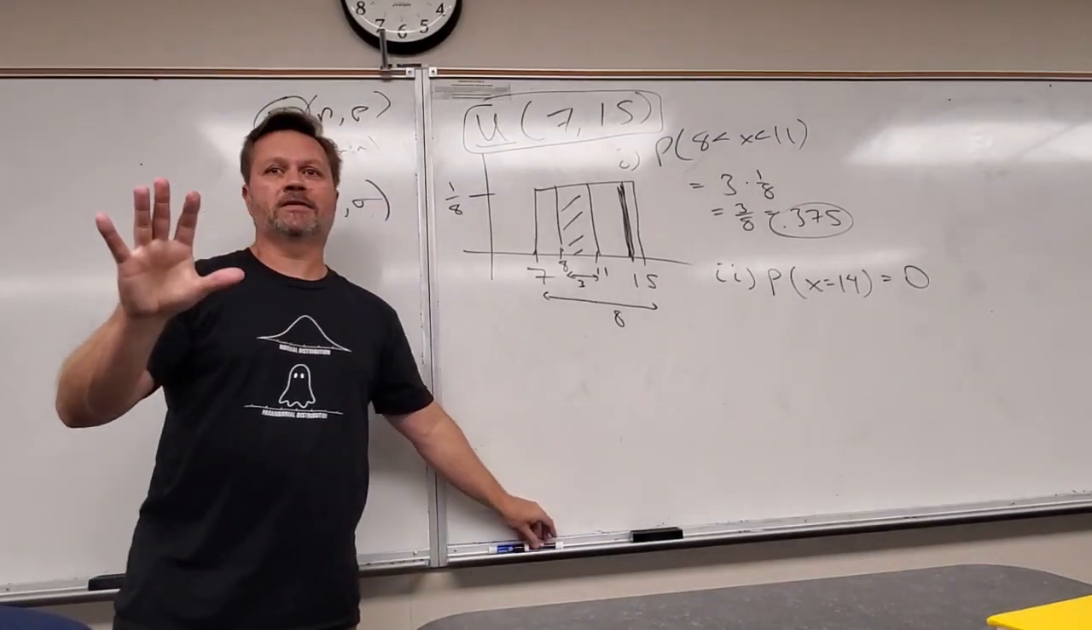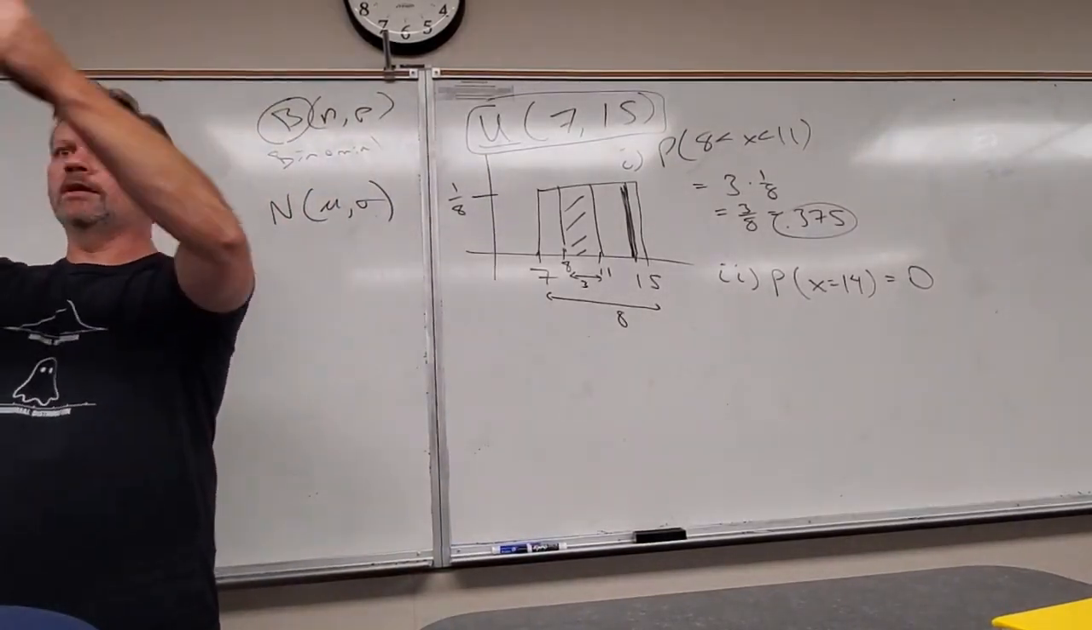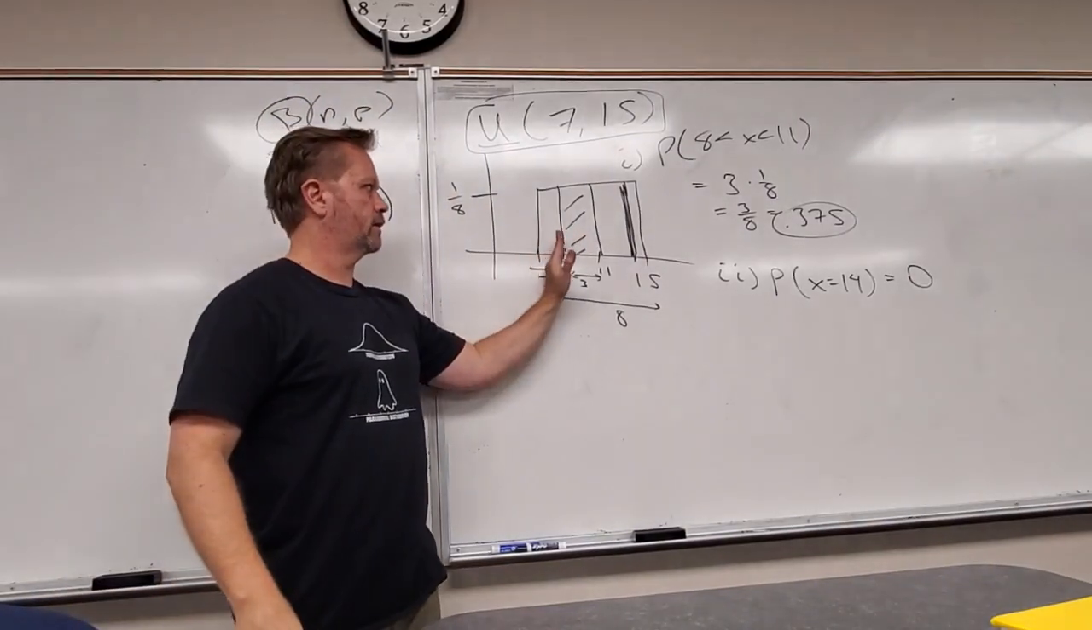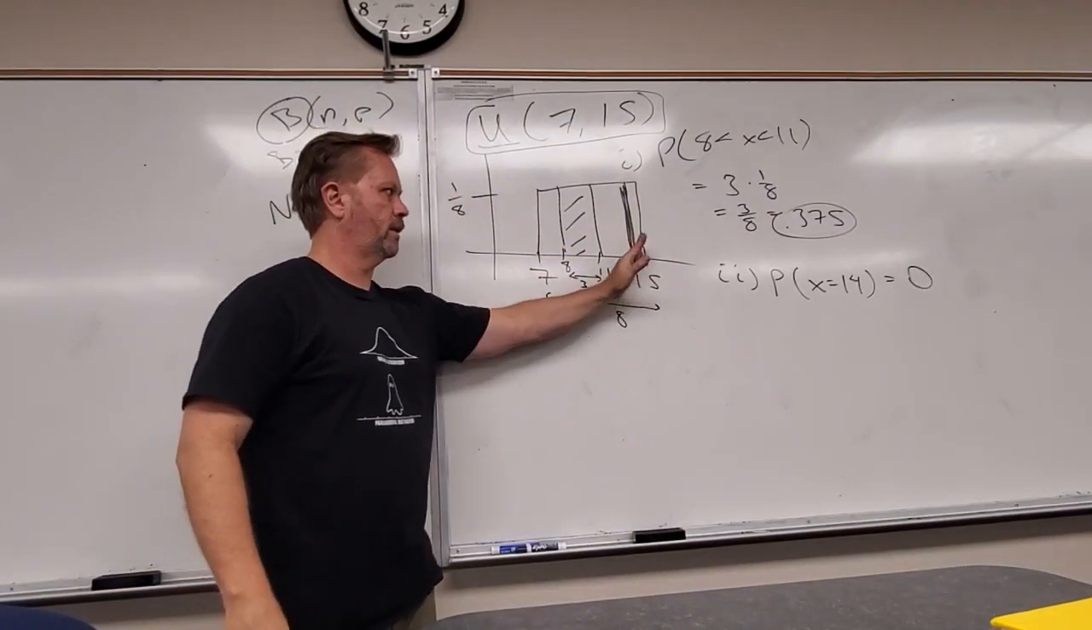Now, let me see if you guys can handle this. Remember last time I asked you how many numbers there are? How many numbers are there on this axis here from 7 to 15? How many numbers are there?